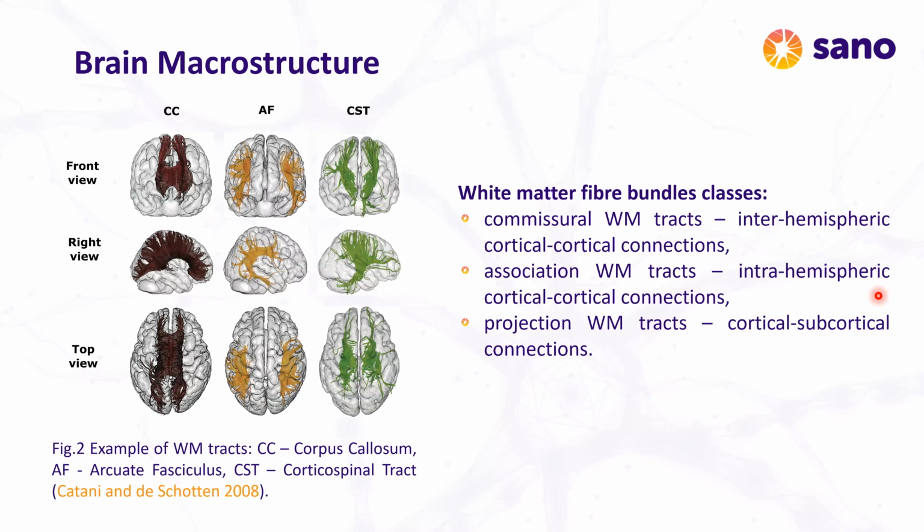White matter fiber bundles are conventionally categorized into three classes based on their connectivity patterns. The commissural tracts, providing interhemispheric cortical connections, association tracts, which provide intrahemispheric cortical connections, and projection tracts, which connect the cortex with subcortical structures such as the brainstem and spinal cord.